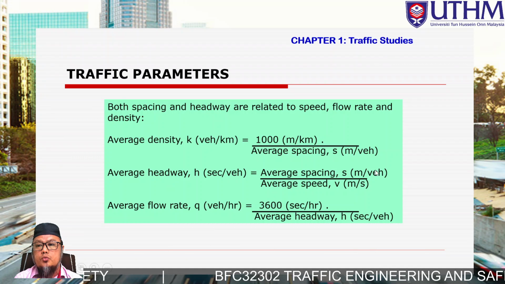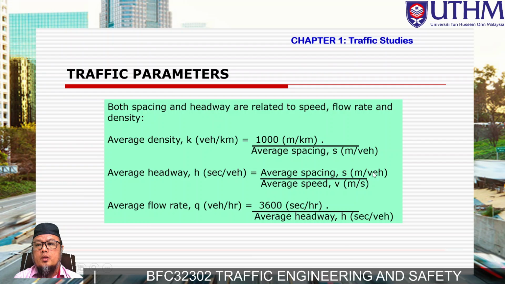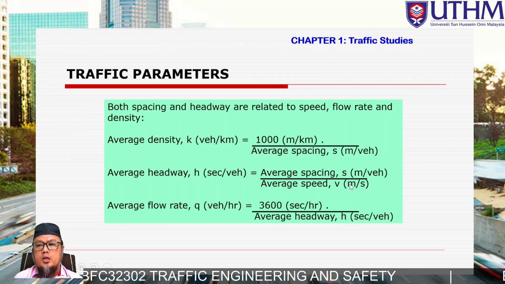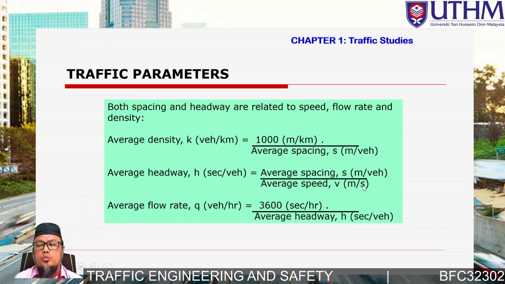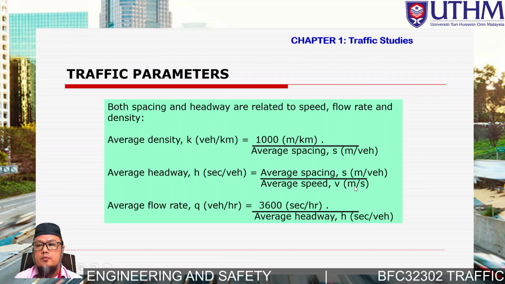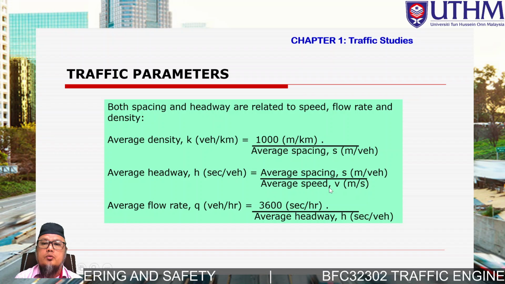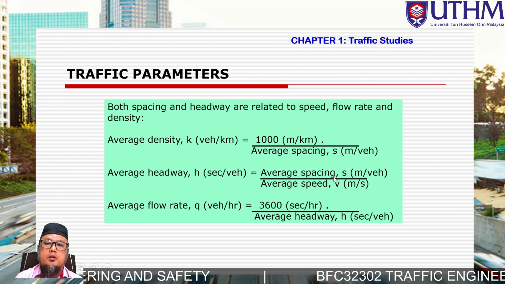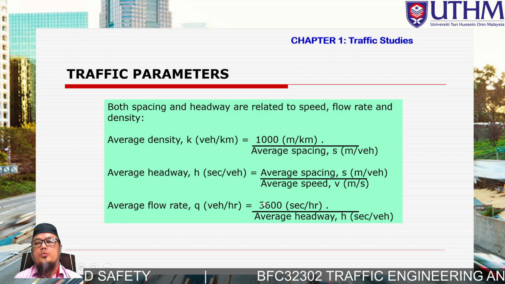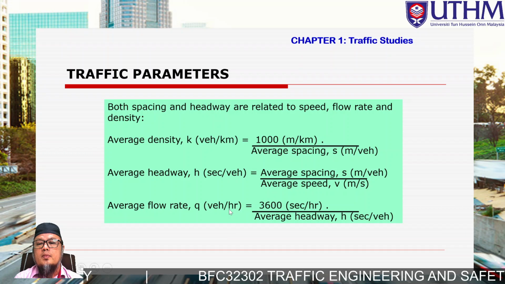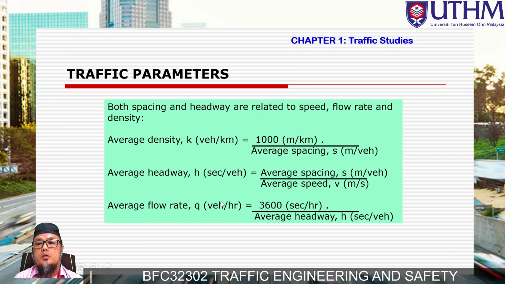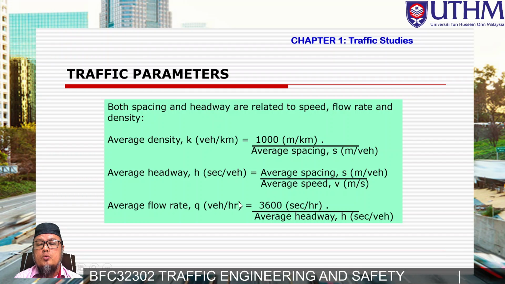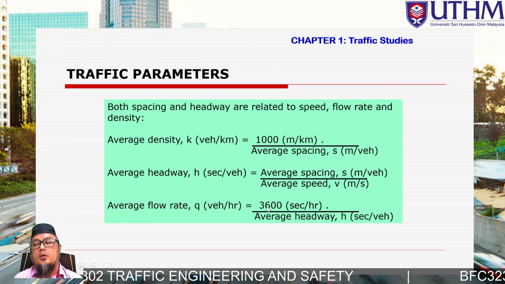For this one, spacing we already have in meters per vehicle, but the speed is sometimes in kilometers per hour, so sometimes we need to convert. But if the question gives the rate in meters per second, that is okay, you can use it directly. Next, flow rate equals 3600 over headway. This is a conversion, because the headway itself is in seconds, while the flow is per hour. That's why you see the extra number 3600. This means conversion.